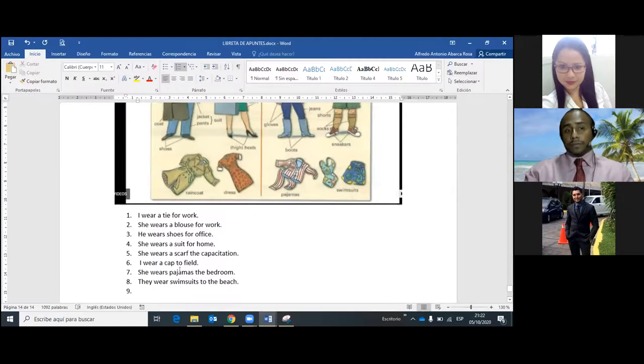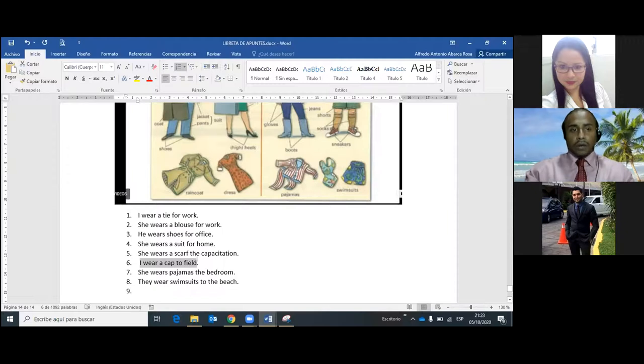In number 3, he wears shoes for office. That's correct. He wears shoes for the office. Teacher, one question. Yeah. Number 6. I wear a cap to go to the field. Está bien así para el campo.